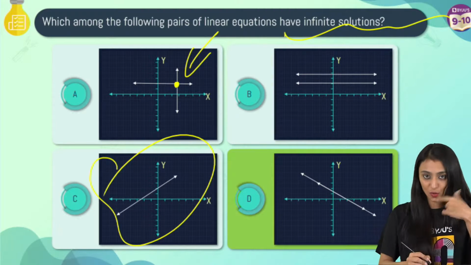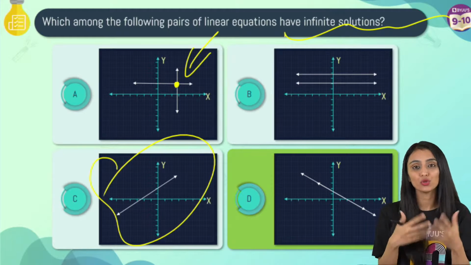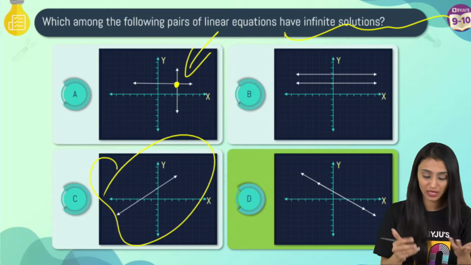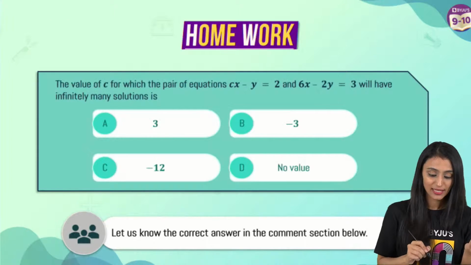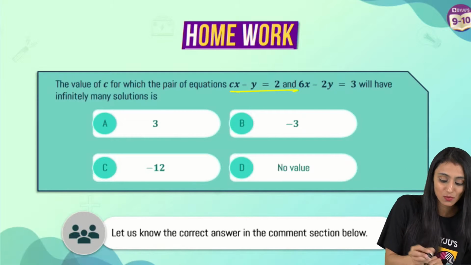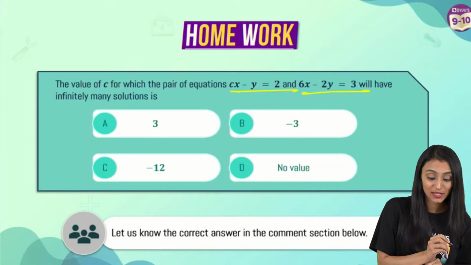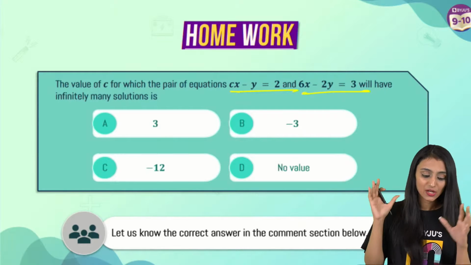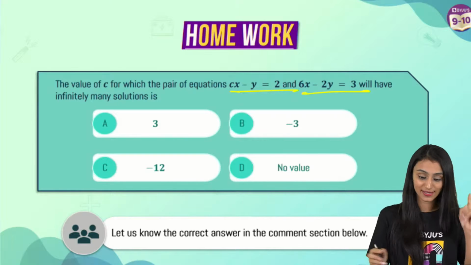So I have a homework question for you that I'm going to show you now. But after that, I'll tell you how you should practice this chapter, whatever we have covered till now, and how to be better in this chapter. So let's take a look at this question first. The value of c for which the pair of equations cx minus y equals 2 and 6x minus 2y equals 3 will have infinitely many solutions. A simple question. Try answering this. Let us know your correct answer in the comment section after this session.